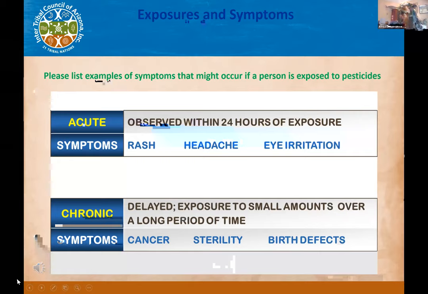Exposures and symptoms. Pesticides can cause short-term adverse health effects called acute effects or acute symptoms, as well as chronic adverse effects that occur months or years after exposure. Examples of acute health effects include stinging eyes, rashes, headaches, eye irritation, blisters, blindness, nausea, dizziness, diarrhea, and death.